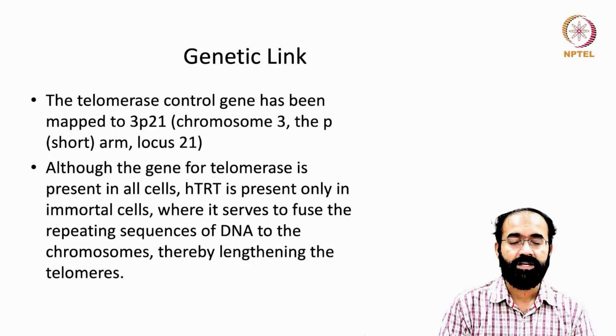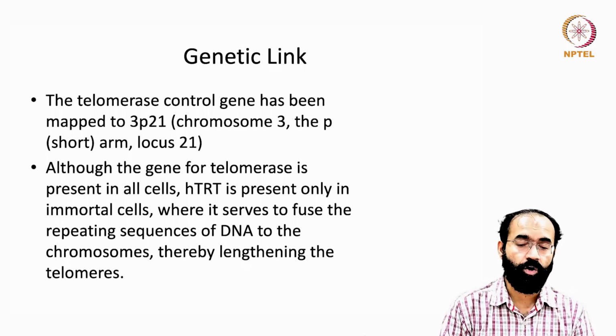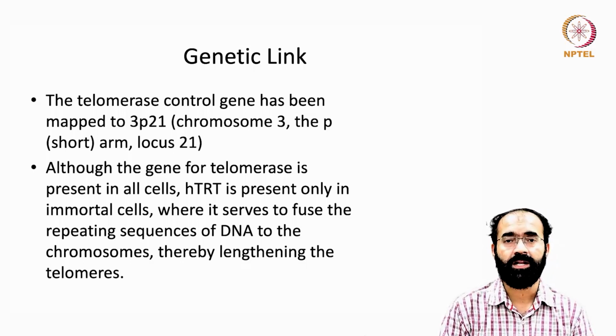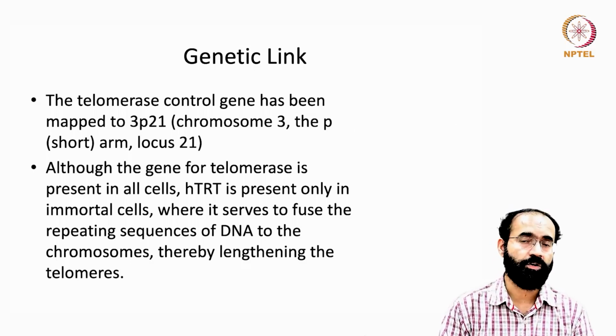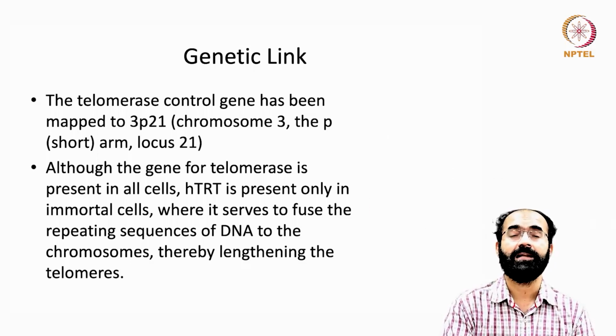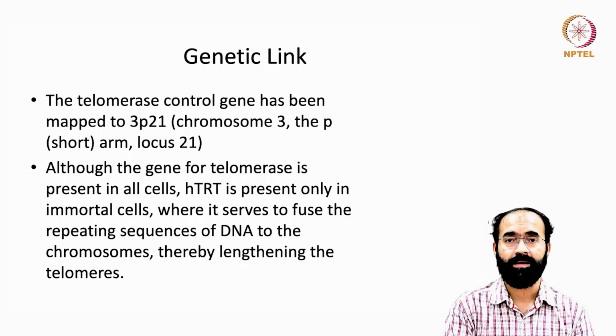So let us see what the genetic link is. The telomerase control gene has been mapped to 3p21, that is, chromosome number 3, p arm, locus 21, as this notation indicates. Normally every chromosome will have a p arm and a q arm. The p arm is the short arm, the q arm is the longer arm, on either side of the centromere. The centromere is a part of the chromosome where, during cell division, the spindle fibers attach. It's just like the handle of your suitcase or your backpack. You have a handle.